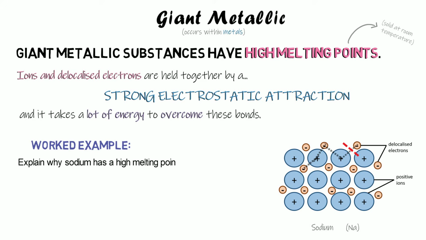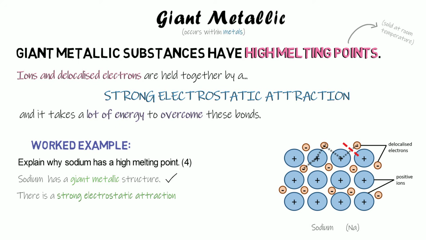So explain why sodium has a high melting point. Now you know straight away sodium is a metal, so it must be metallic bonding. So sodium has a giant metallic structure would probably get you your first mark. Because it's a metallic structure, there is a strong electrostatic attraction, because we've got positives and negatives involved. But this time the attraction is between positive ions and negative delocalized electrons, if you can remember that. That probably gets you your third mark.